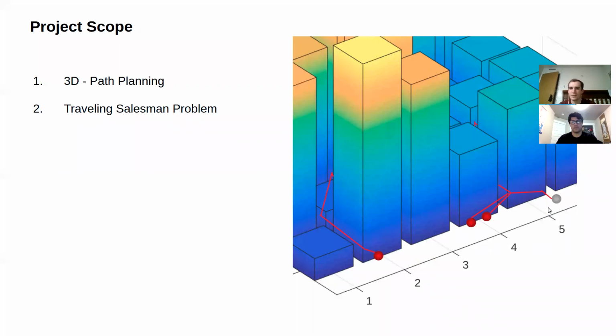Yeah, so our project is split into two pieces. We've got the 3D path planning portion and the traveling salesman. So a continuous part and a discrete part. David handled the continuous part. I handled the discrete part.